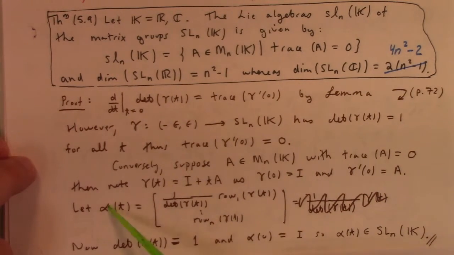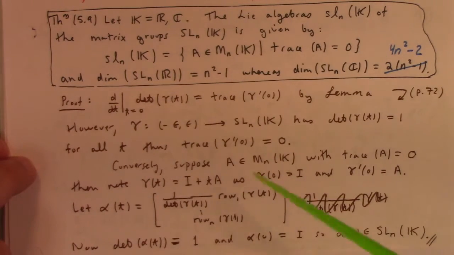Anyway, the determinant of alpha of t is equal to 1 because it ends up being the determinant of gamma of t divided by the determinant of gamma of t, which is 1, because gamma, for t sufficiently small, is an invertible image of gamma, so we don't have division by 0. Anyway, there you have it. You got the curve alpha of t in SL(n,K), and it takes as its initial velocity this traceless matrix A.